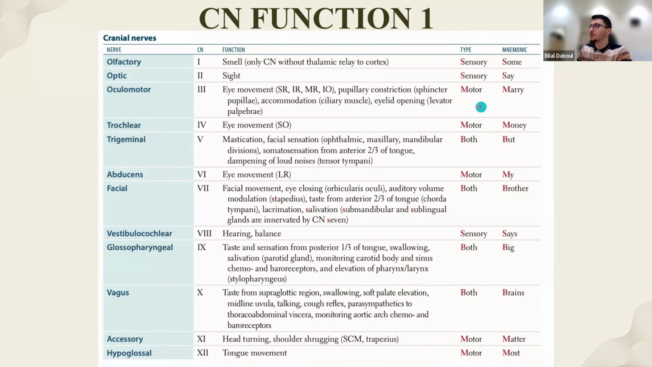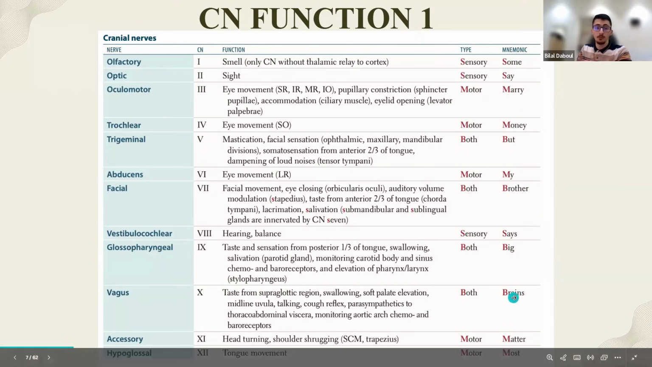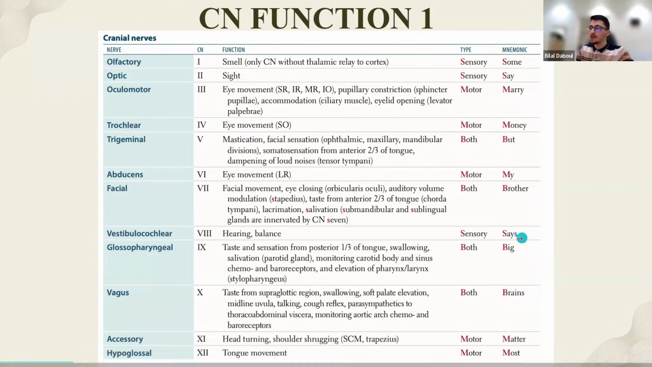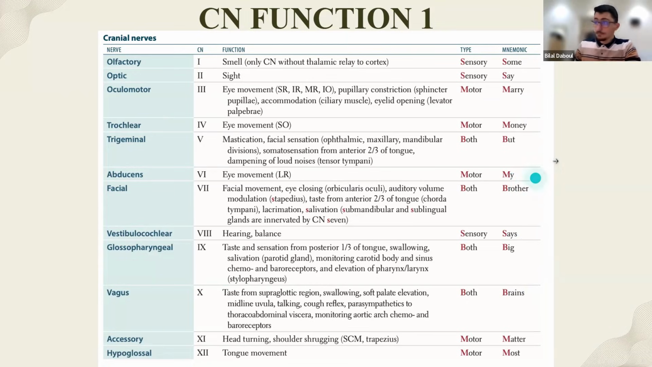Now you can memorize this mnemonic to know which are motor, which are mixed, and which are sensory. Some say marry money, but my brother says big brains matter most. B stands for both, so both motor and sensory function. S stands for sensory function, and M stands for motor function. Okay, that's it for cranial nerve function.